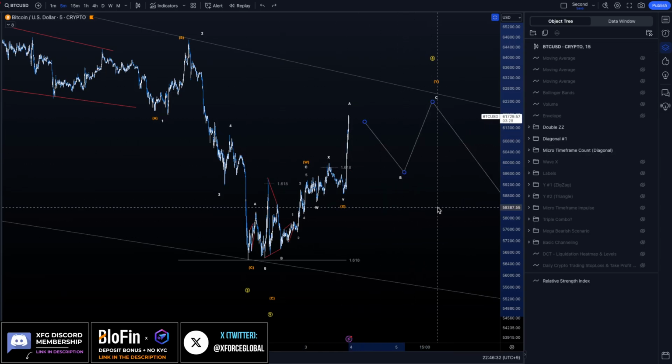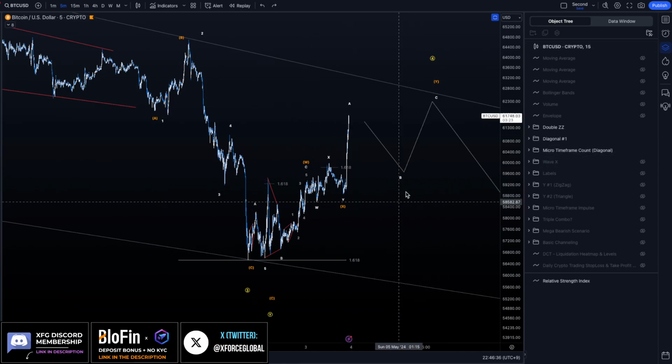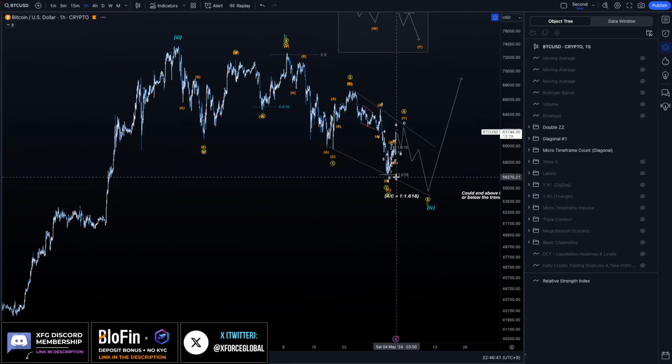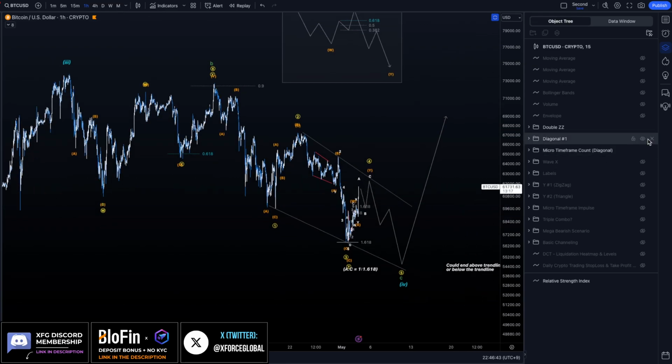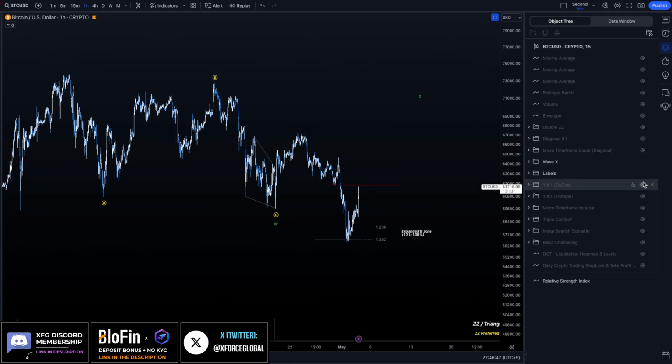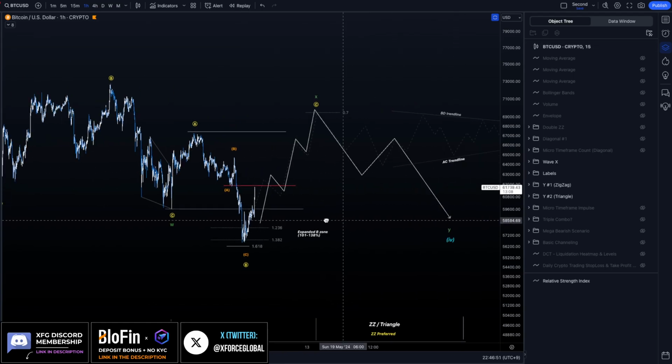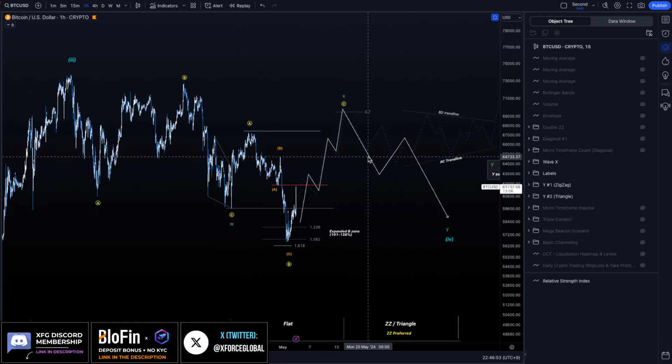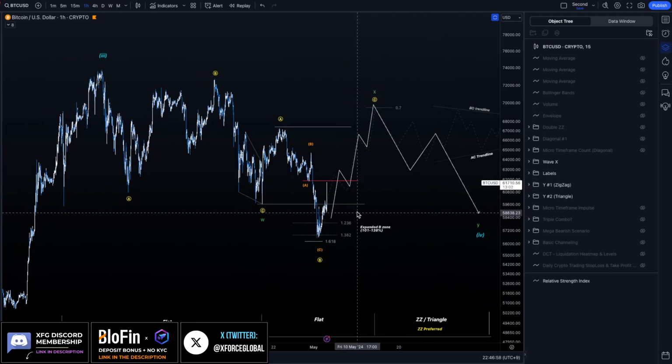So we do still have all the recipe or ingredients being built up for this possible diagonal idea as we zoom out. But again, the idea that I was talking about that has the highest probability lies in that WXY count, where we have the possible triangle idea as well for wave Y. But right now, it's too early to talk about. We want to see a zigzag for wave Y. First, take it step by step.